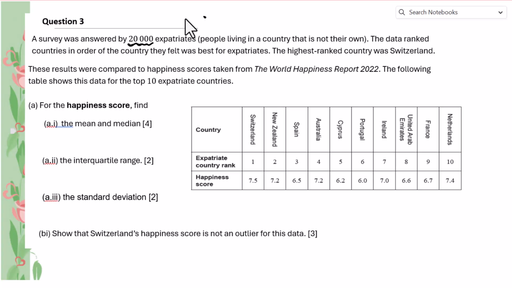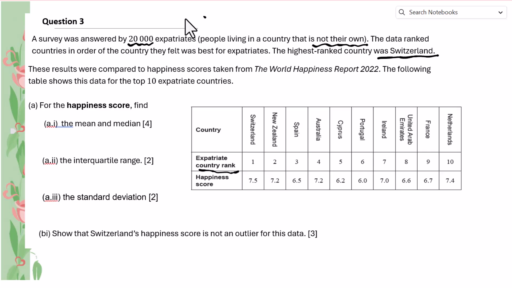Question 3. A survey was answered by 20,000 expatriates, people living in a country that is not their own. The data ranked countries in order of the country they felt was best for expatriates. The highest ranked country was Switzerland. You could see from this table, expatriate country rank. First place, Switzerland.